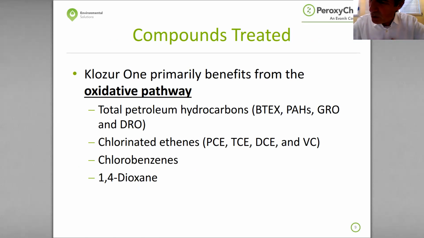This means that Closure 1 is primarily aimed at treating compounds like TPHs, but it can also be used to treat chlorinated ethenes, chlorobenzenes, and specialty compounds such as the recently classified emerging contaminant 1,4-dioxane. Basically, this is just a partial list. Anything that can be oxidized, we expect Closure 1 to be able to degrade.